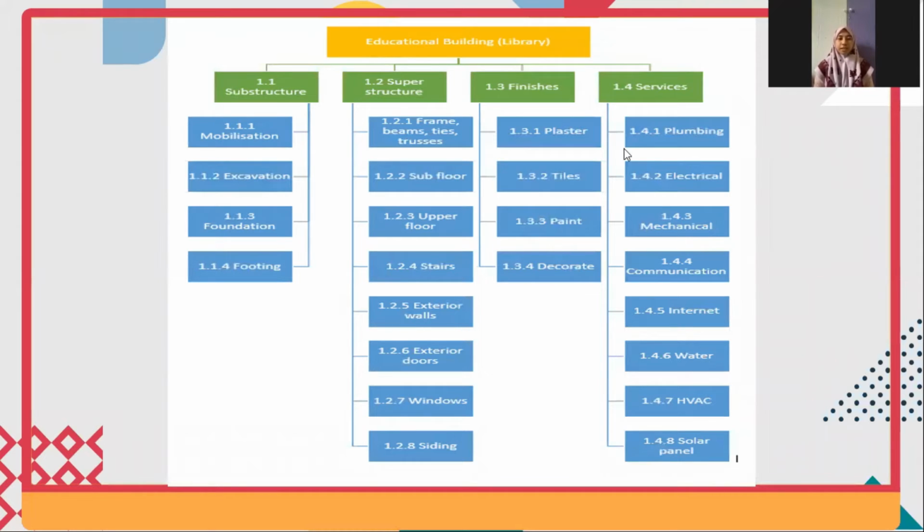Okay, so this is the work breakdown structure for this library project. We start with the substructure until the services of the project.